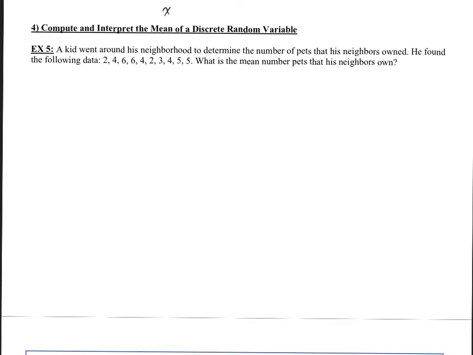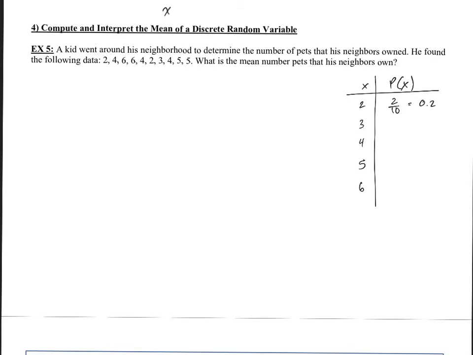So first we're going to fill out a table. So what are the possible numbers of pets we have? We have 2, 3, 4, 5, and 6. Those are the ones we have. And there are 10 total observations: 1, 2, 3, 4, 5, 6, 7, 8, 9, 10. So how many 2's do we see out of the 10? Well, we have 1, 2. So that'll be 2 out of 10, which is going to be 0.2.